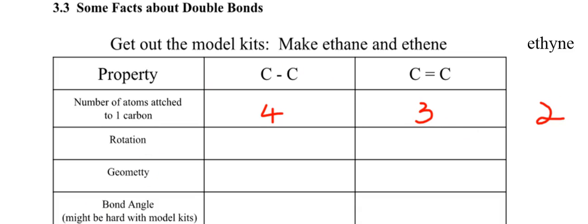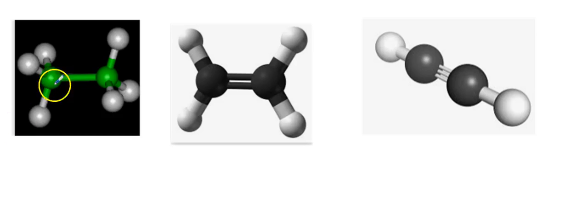What about rotation? Let's check this out. So do you think right here, can this single bond rotate? And the answer is yes. We learned about that with the alkanes. They can rotate around. But what about here? And this is really important, by the way. Can these carbons rotate around each other? Nope, that pi bond keeps it in place. All right, what about here? Can these rotate around each other? The answer is no. The 2 pi bonds keep that in place. So let's write that down.